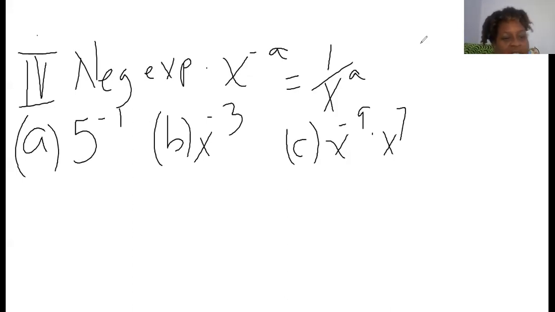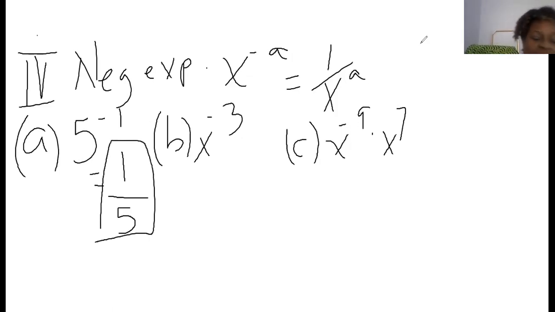All right, so now let's look at these three models. A model, 5 to the negative 1, B model, x to the negative third, and C model, where we will multiply x to the negative 9 times x to the 7th. So at A model, 5 to the negative 1, how do I simply bring this to a positive state? Well, technically, all I would need to do is do the reciprocal. We see 5 is up top as a numerator. I would simply bring it to the denominator, and that would be my positive state, 1 over 5. So that's all we're doing when we're dealing with negative exponents, simply flipping that exponent.